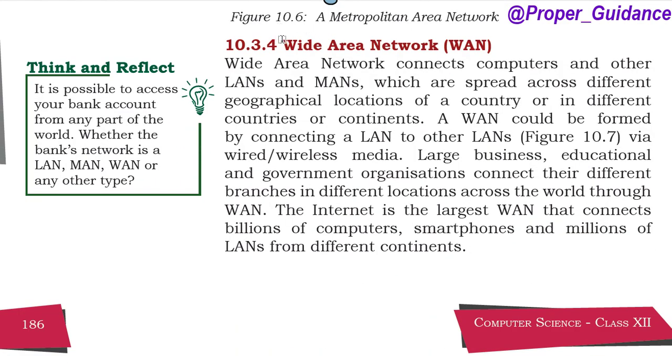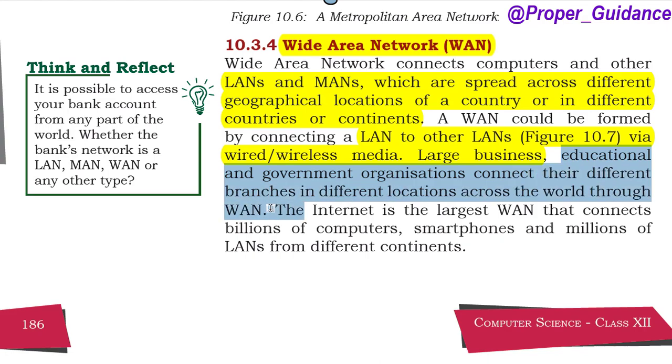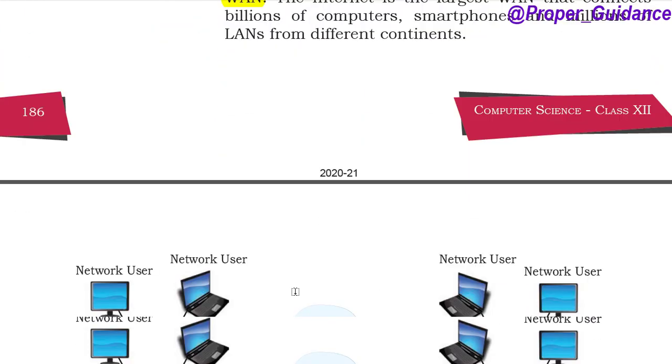The next and last one is Wide Area Network, that is WAN. Wide Area Network connects computers and other LANs and MANs which are spread across different geographical locations of a country or in different countries or continents. A WAN could be formed by connecting a LAN to other LANs via wired or wireless media. Large business, educational and government organizations connect the different branches in different locations across the world through WAN. The internet is the largest WAN and that connects billions of computers, smartphones and millions of LANs from different continents.